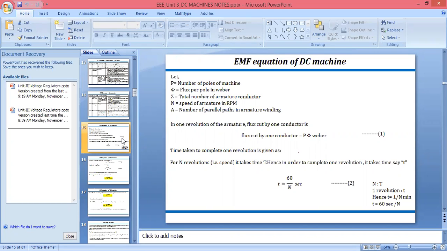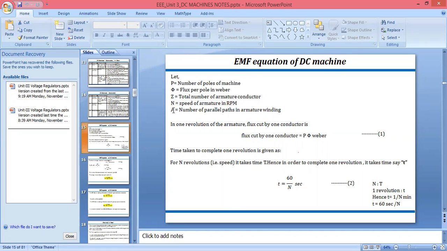P is nothing but the number of poles in the machine. Phi is flux per pole in Weber. Total number of armature conductors is denoted by the letter Z. Speed we can denote by capital N, if that speed is in rotations per minute. And if you write small n, it means the speed of the armature in rotations per second.